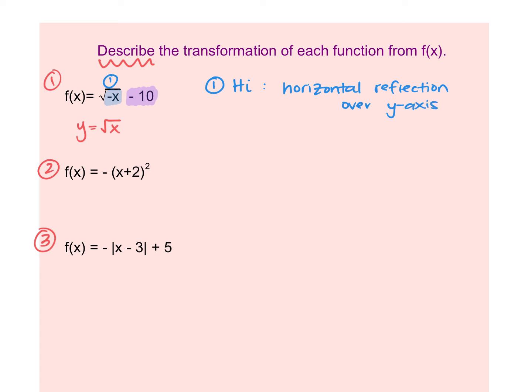The second transformation here is on the outside. So I know this is going to be a vertical transformation. It's not a reflection because I'm not multiplying by a -1. It has to be a translation since I'm adding or subtracting. So my options are translation up or translation down since this is vertical. Because I'm subtracting 10, I know that this is a translation or movement down. So I'm going to describe this as a translation down 10 units.